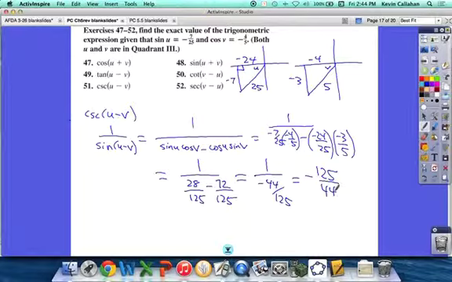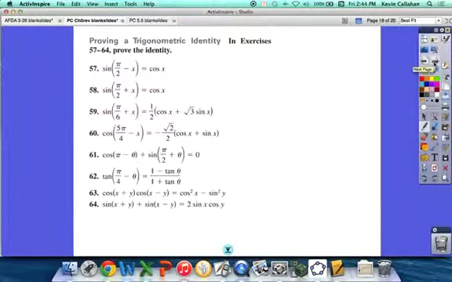So draw the triangles. Use Pythagorean theorem for the third side. You've got the formulas right in front of you. And then, let's see, prove the identity. So there'll be something to prove using sum and difference formulas, prove the identity.